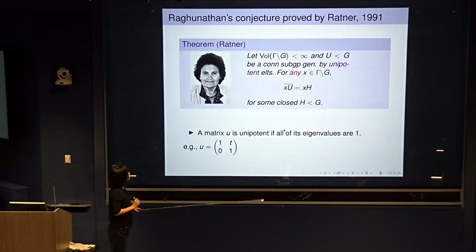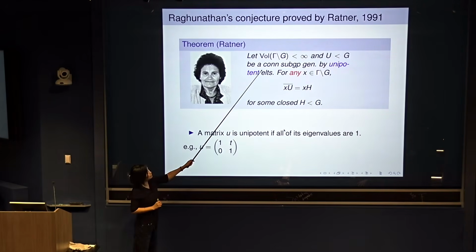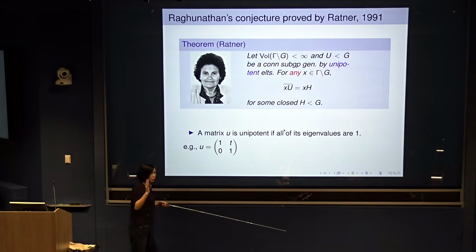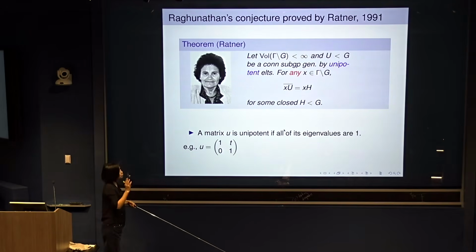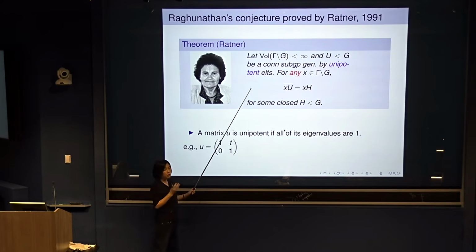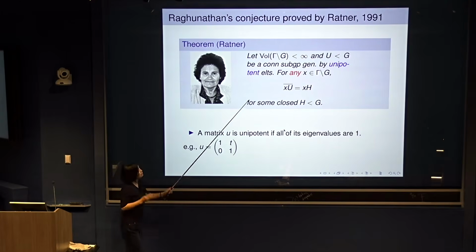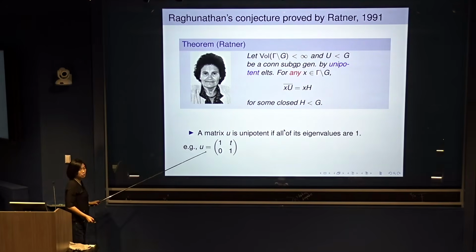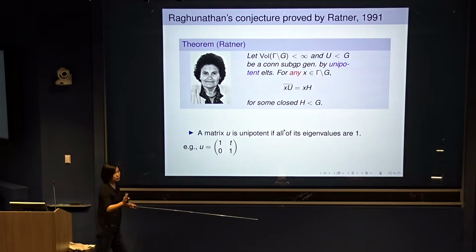Ratner's theorem says that suppose I have a finite volume space G mod gamma. And here what is very important is this condition: we don't allow all the subgroups of G, but we only consider a subgroup U which is generated by unipotent elements. This is why I wrote U. And what is a unipotent element? A matrix is unipotent if all of its eigenvalues are equal to 1. So for this one, 1, t, 0, 1, the eigenvalues are all equal to 1, right? This is the definition of a unipotent matrix.